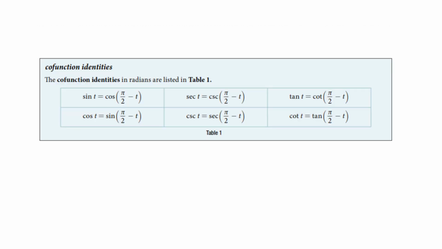Okay, now let's talk about the cofunction identities. Identities are going to be a really important principle here that we're going to need quite a bit as we get more advanced. But identities are laws. They're rules that always hold true. And so here's what we're saying.